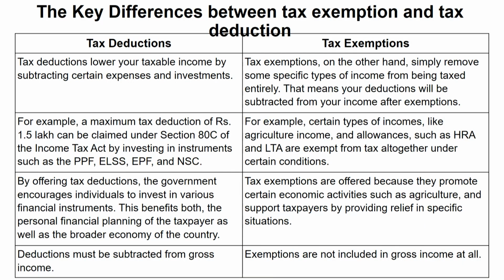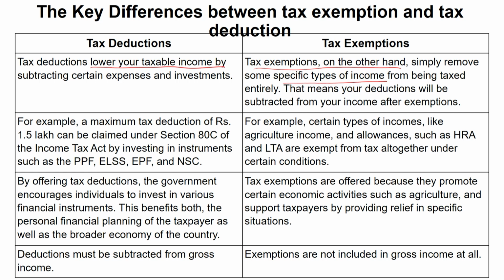Now, let us understand some of the key differences between tax exemptions and tax deductions. So basically, tax deductions lower your taxable income by subtracting certain expenses and investments that may be allowed to any individual assessee from the various list of deductions discussed under section 80C up to section 80U. Tax exemptions, on the other hand, simply remove the specific type of income from being taxed entirely. For example, agricultural income is not added into the calculation of gross taxable income of an assessee.